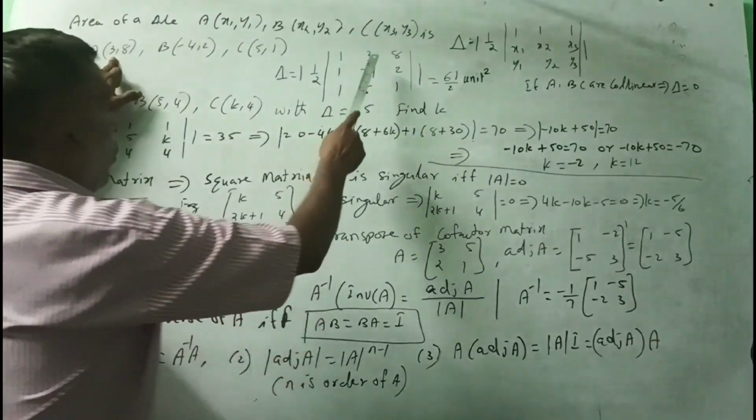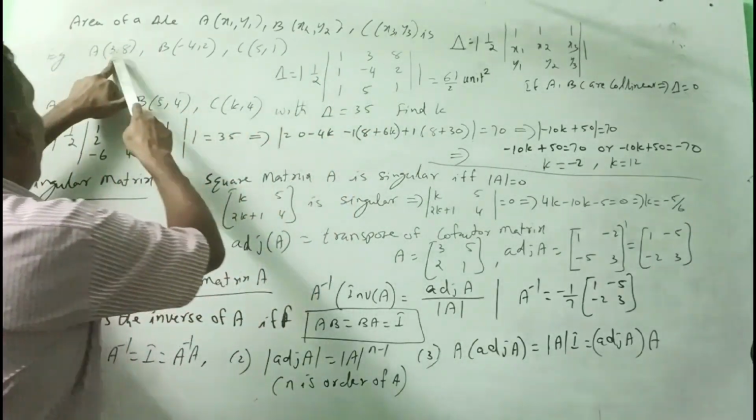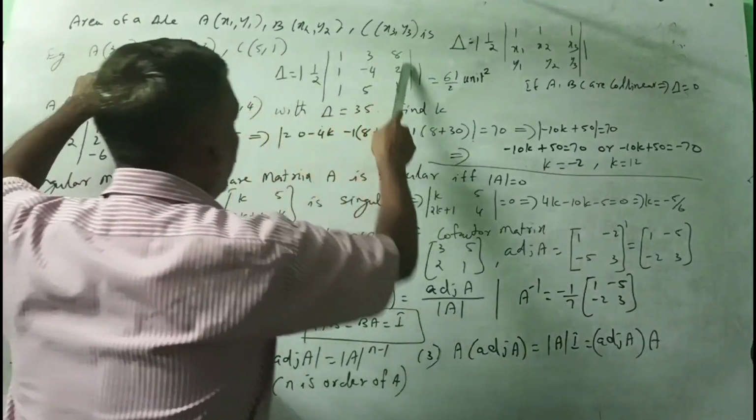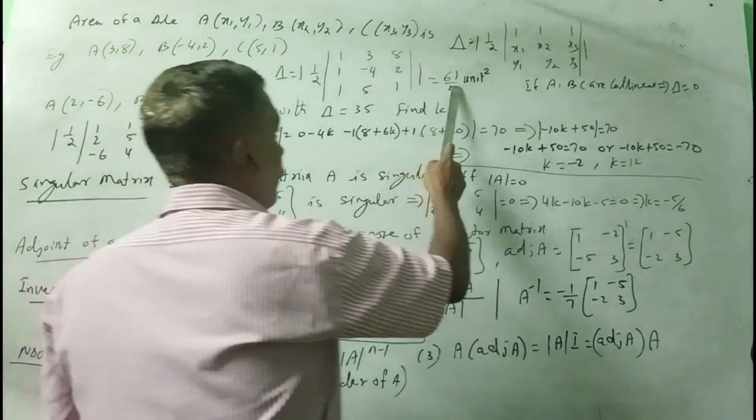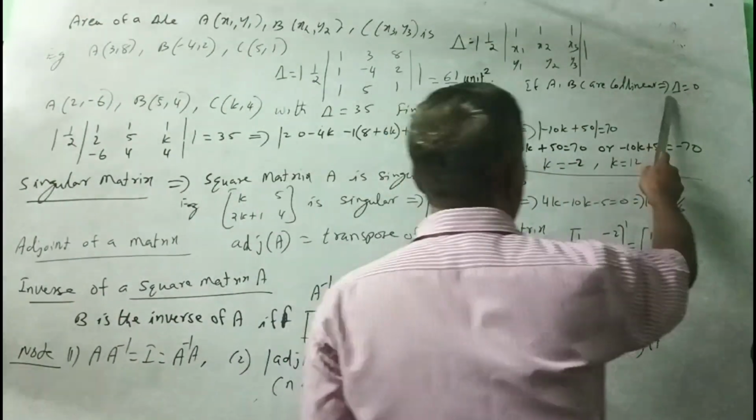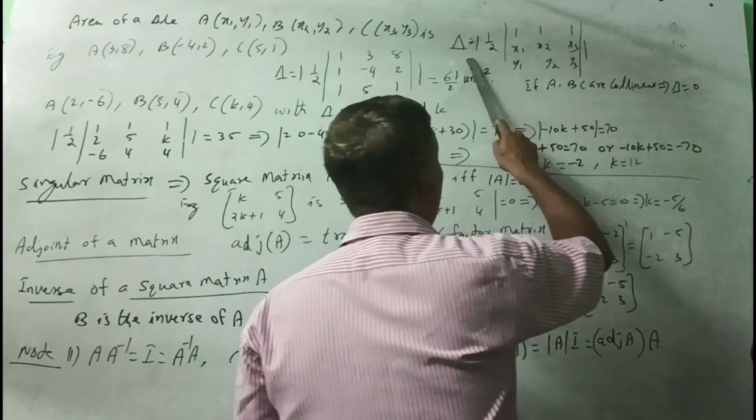So the vertex x coordinates I took 3 minus 4 5, 3 minus 4 5 with respect to that. Then 8 2 1 with respect to that. Simplifying, we will get 61 by 2 square units. Also, if A, B, C are collinear, then this area is equal to 0.